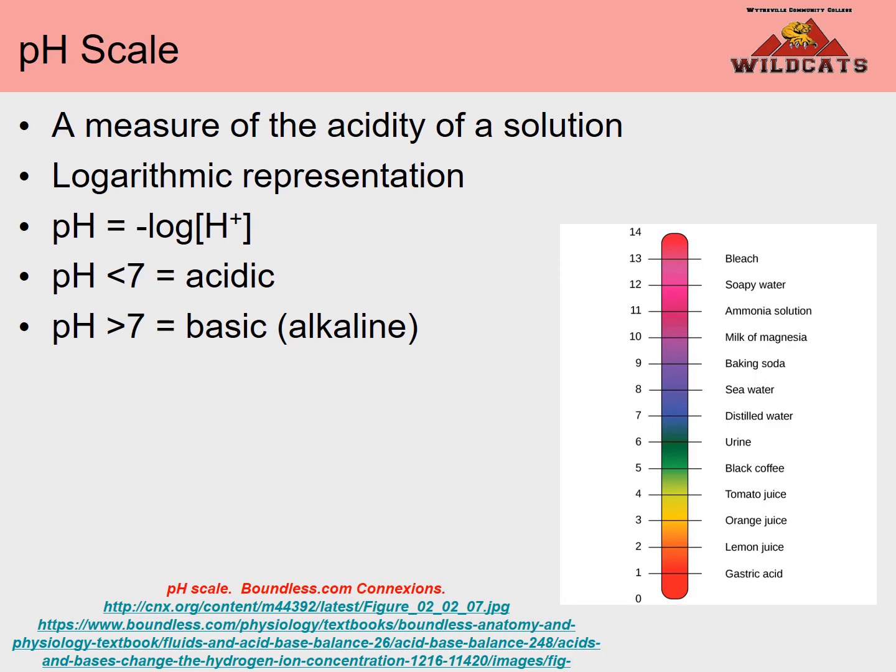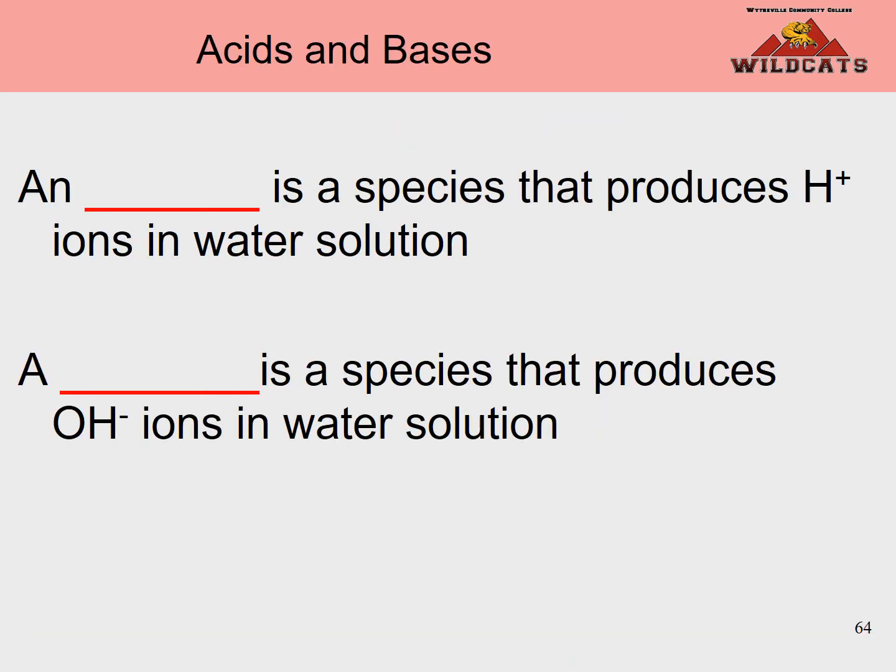So for acids, to measure them, we use what's called the pH scale. It's a logarithmic representation, and we'll go into more details on that in a later chapter. The pH is the negative log of the hydrogen ion concentration. And what we need to know now is that if it's got a pH of less than 7, it's acidic, and if it's a pH of greater than 7, it's basic. So an acid, by definition, is a species that produces hydrogen, and a base is a species that produces OH.